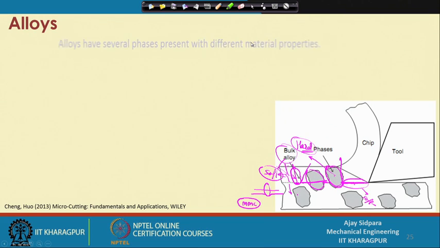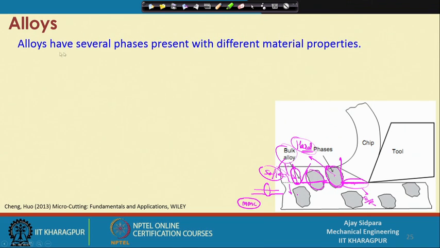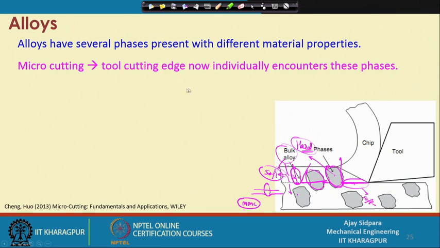So, let us go into more detail. All alloys have several phases present with different material properties. Different material properties are mostly related to hardness, and because we want to create some type of composite or some type of alloy, so that we can get different properties on the surface. Because of that, the tool cutting edge now individually encounters these phases. So, these are the individual phases.